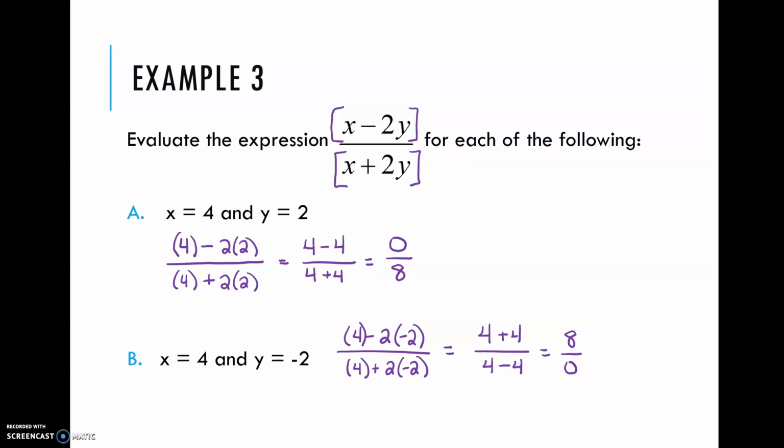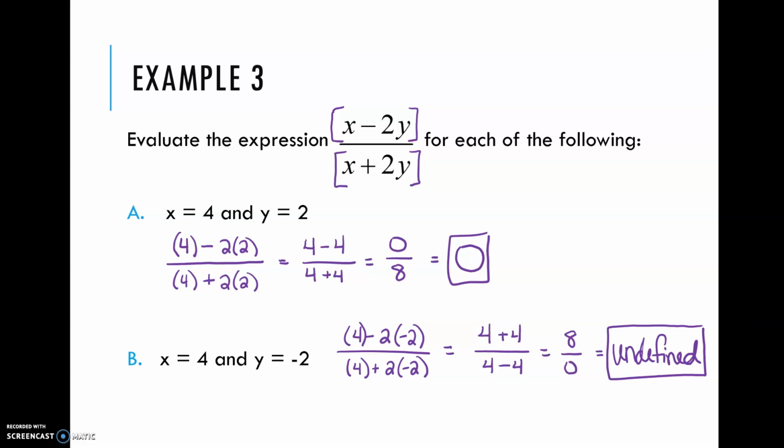For part A, did you get 0/8? What is 0 divided by 8? 0. For part B, you should get 8/0. What is 8 divided by 0? Anything divided by 0 is undefined. If you forget, try it in your calculator. 0 divided by 8, your calculator tells you 0. You try to do 8 divided by 0, and your calculator will give you an error message because you can't divide by 0.